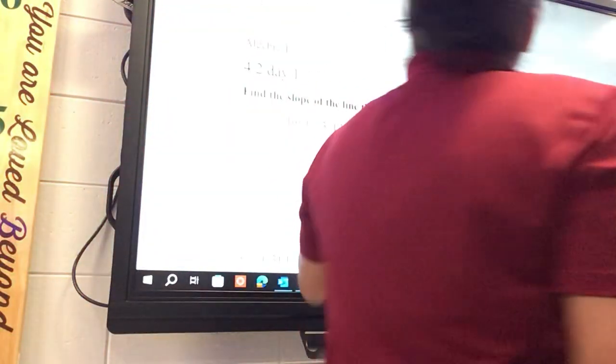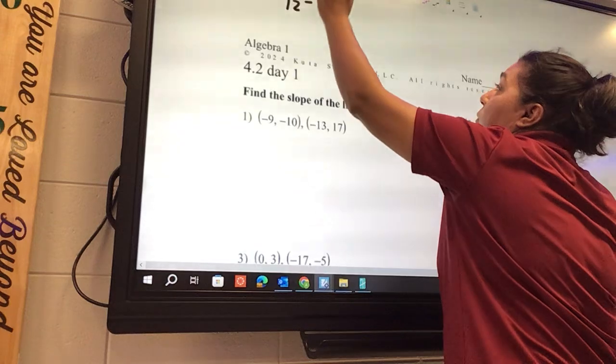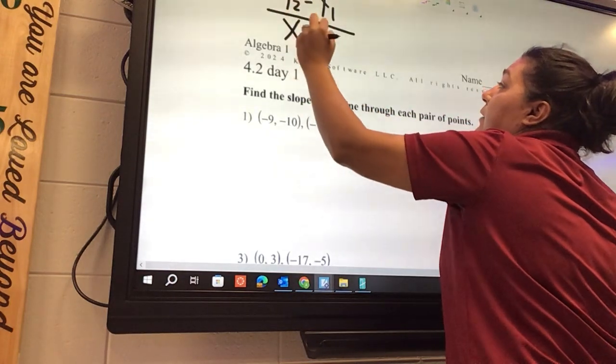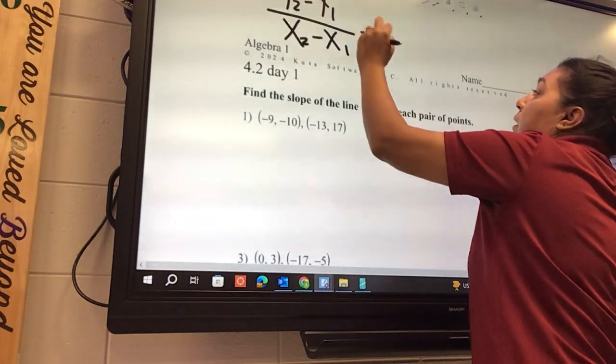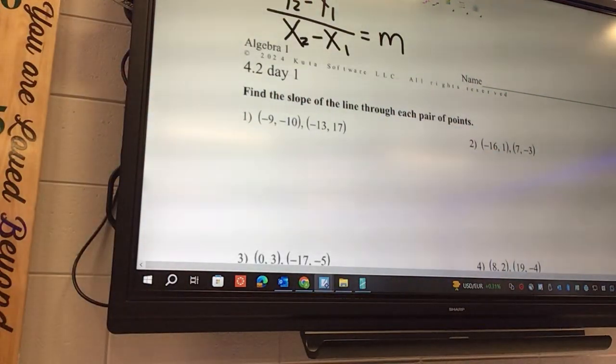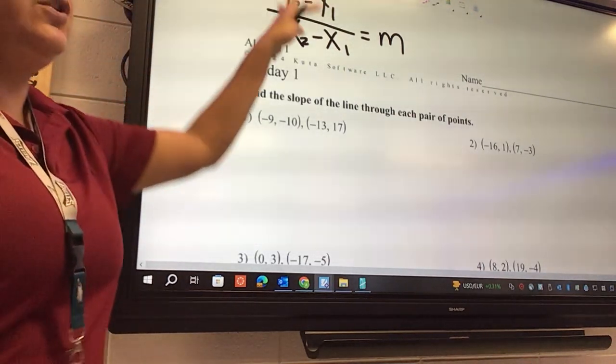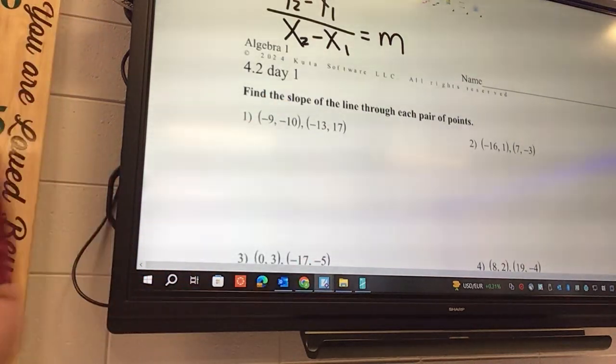Law, okay, and it goes like this. Y2 minus Y1 over X2 minus X1 equals my M. My M meaning the slope, which we learned yesterday, M means slope. Every problem will use this formula, every single one.